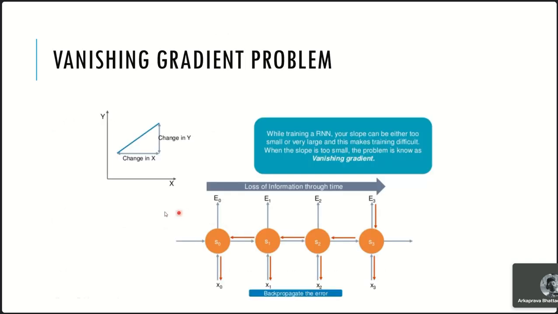What exactly do you mean by the vanishing gradient problem? When we train an RNN, your slope can either be too small or too large, and this makes the training very difficult. And when the slope is too small, then it is called the vanishing gradient problem. I'll give you a simple example.